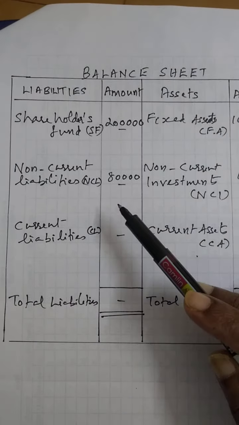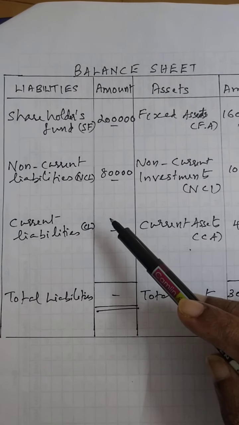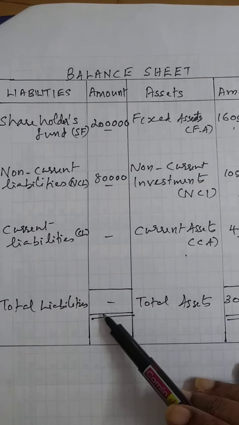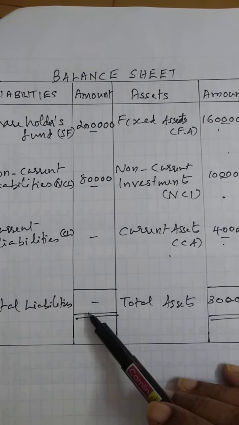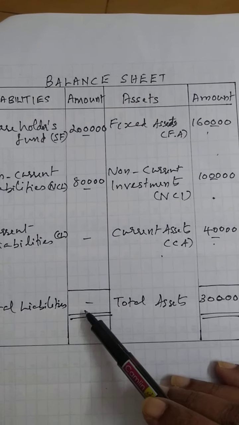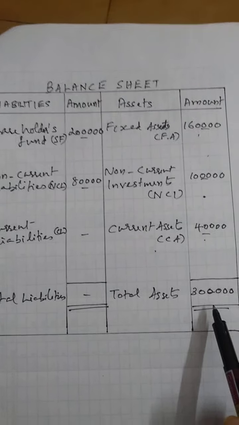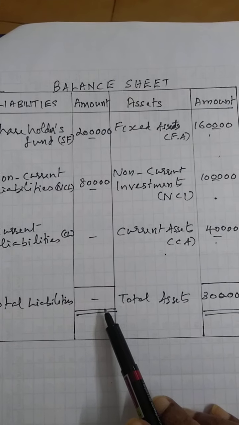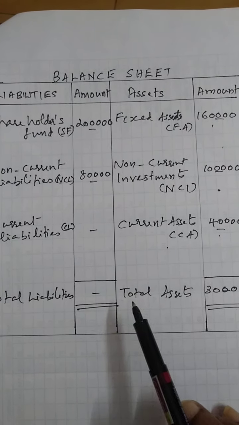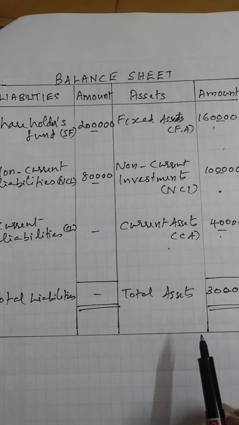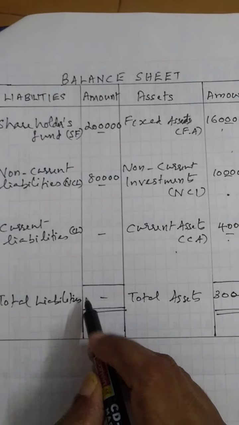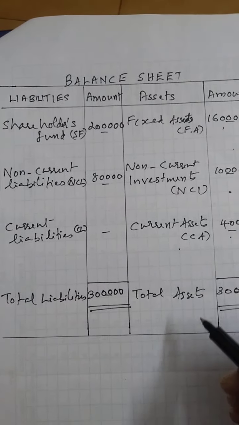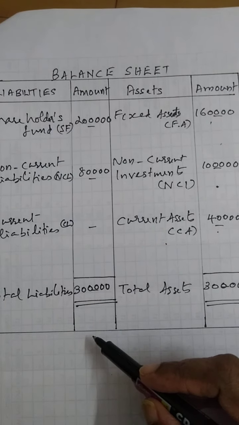the liability side, shareholders fund and non-current liabilities are given in the question, but current liabilities and total liabilities are missing. So we should know that as per the accounting equation, if total asset is equal to 3 lakh rupees, then total liabilities also should be 3 lakh. So that is the main accounting equation we have studied, that is total asset is equal to total liability. So here we can write 3 lakh rupees as total liabilities.